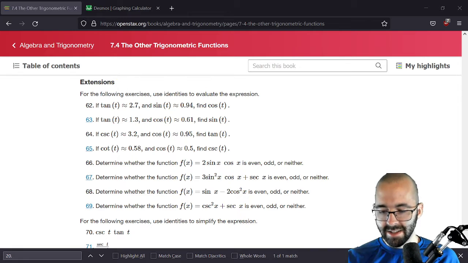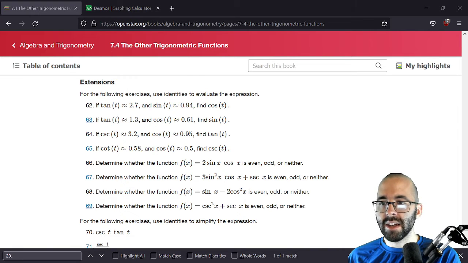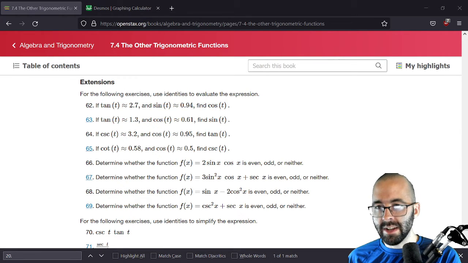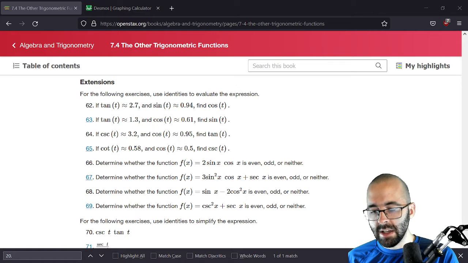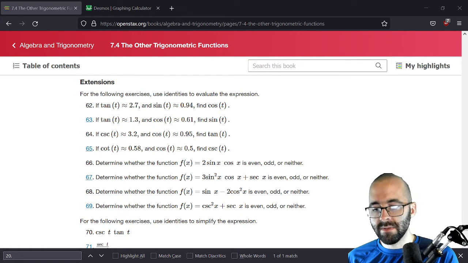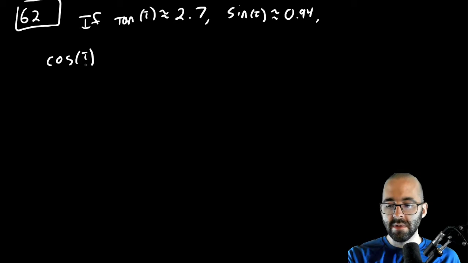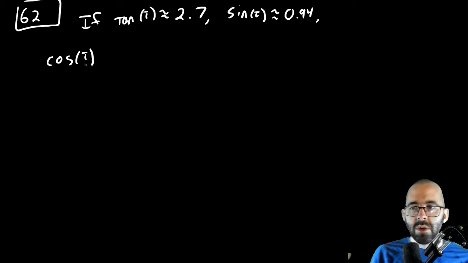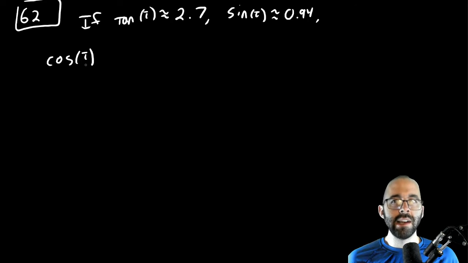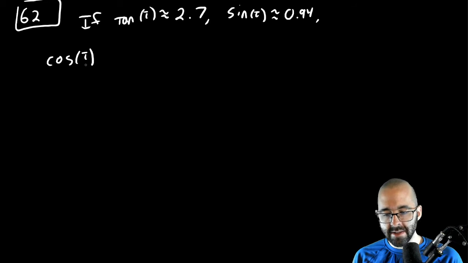Oh, interesting. All right, so for 62 it says, if tangent of t is approximately 2.7, I definitely wrote 7.2, approximately 2.7, and sine of t is approximately 0.94, what is cosine of t? So we need to relate these three quantities. How can we relate sine, cosine, and tangent? So look back to your trig identities.